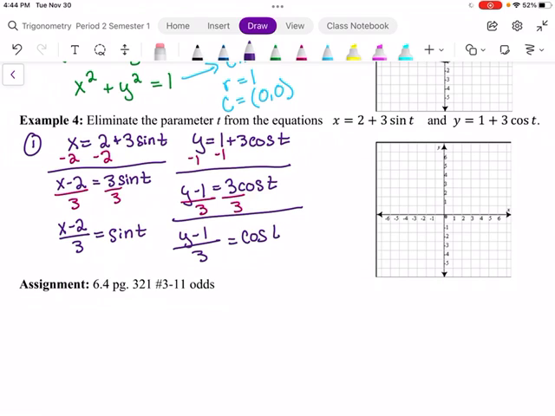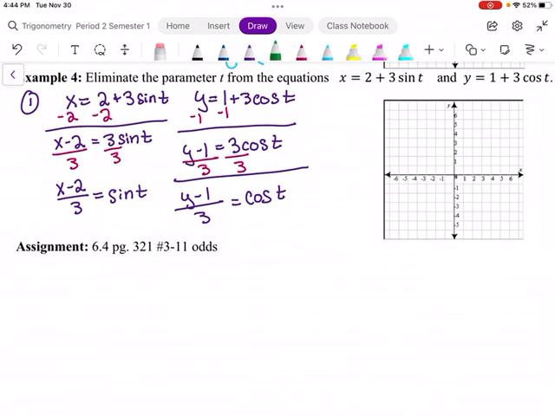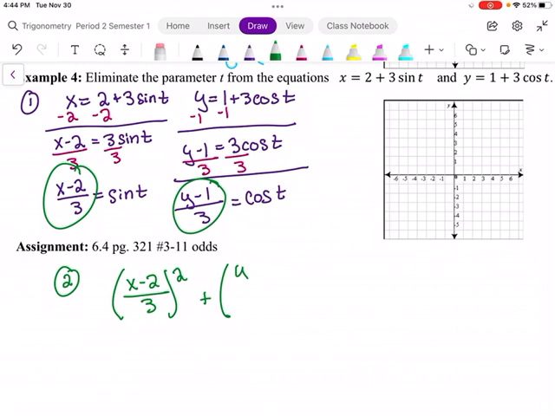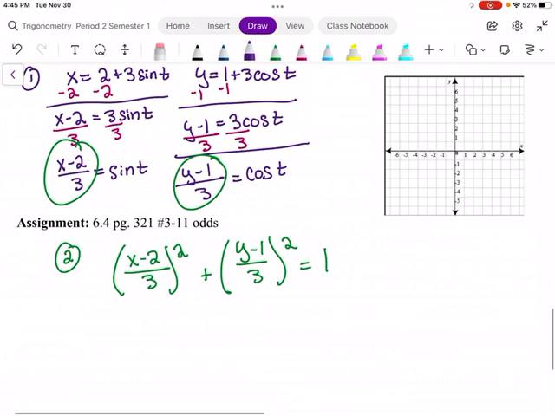Okay, then we are going to move on to step 2. We are going to plug these into our Pythagorean identity. So we're going to start with our sine, which is (x minus 2) all over 3, squared, plus, in parentheses, (y minus 1) all over 3, squared. And this is equal to 1 using our Pythagorean identity again. Now, when you get a problem like this, we are going to separate the numerators and the denominators. So we are going to change this to (x minus 2) on top squared, and then we're going to square the bottom.